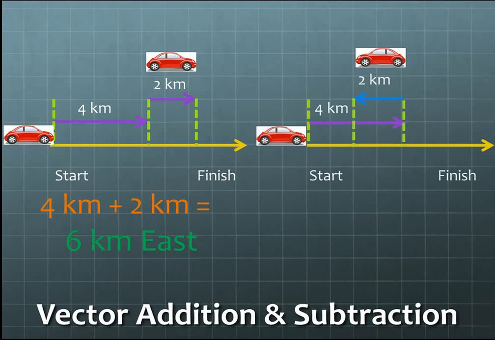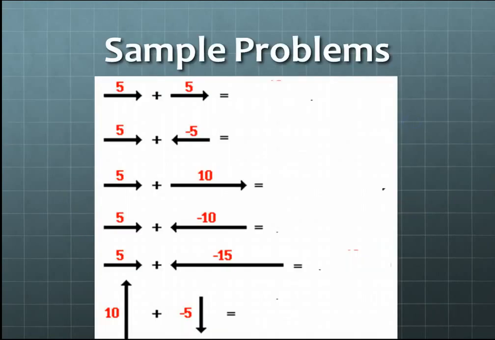So here's another one. We have 4 kilometers to the right and 2 kilometers to the left. So those are opposite directions, right? So we're going to go ahead and subtract those. So 4 minus 2. And remember that it's going to be whichever direction the bigger arrow is. So that's 2, and then whichever direction. So 2 to the right or 2 east because that's the bigger arrow.